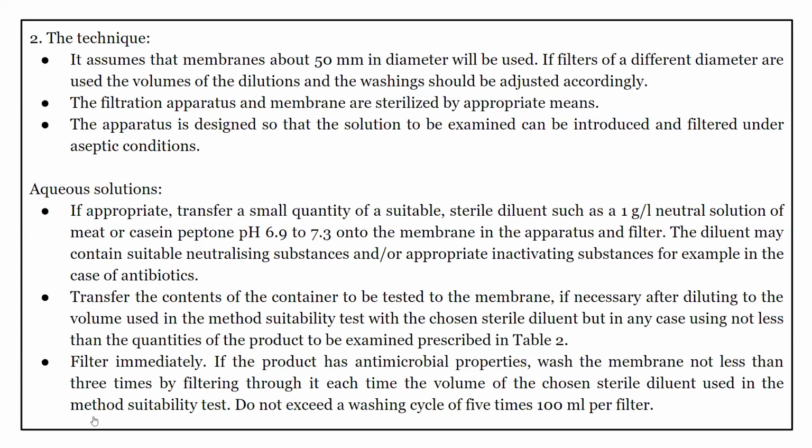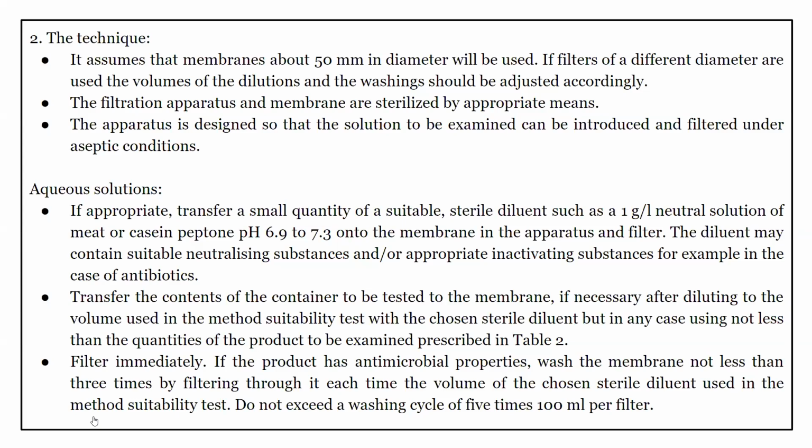Okay. Next is sterility test for aqueous formulations. So if appropriate, transfer a small quantity of suitable sterile diluent such as 1 gram per liter neutral solution of meat or casein peptone, pH 6.9 to 7.3, onto the membrane in the apparatus and filter. So this sterilized diluent will act as the growth promoter of the microorganisms onto the membrane. The diluent may contain suitable neutralizing substances to inactivate certain antimicrobial agents present in formulations, like in case of antibiotic formulations.